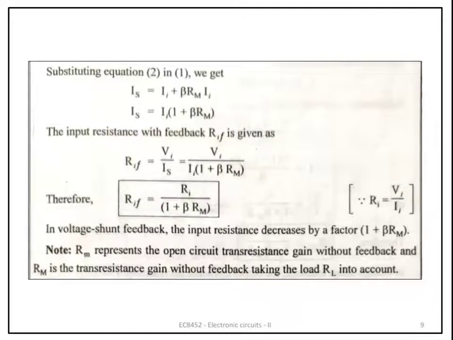In voltage shunt feedback, the input resistance decreases by a factor 1 plus beta Rm. Note, here small Rm represents the open circuit trans-resistance gain without feedback, and capital RM is the trans-resistance gain without feedback, taking the load RL into account.